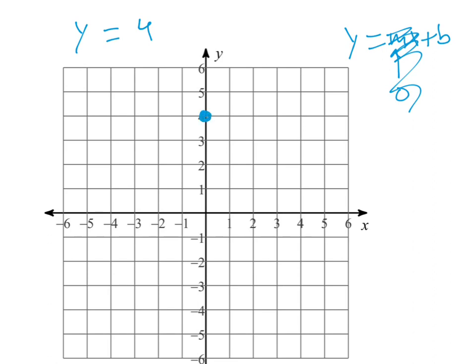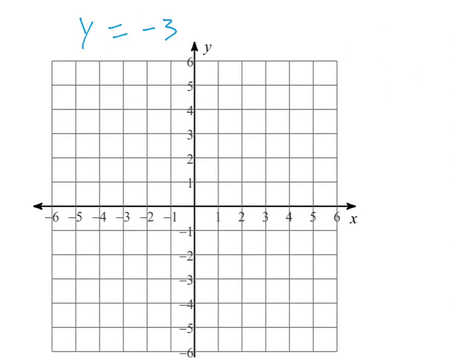And my slope here, and notice my slope was 0, that means I'm going to go up 0. I'm not going to move up at all. I only move sideways. So I can go up 0 and right 1, and I can go right 2, or I can go right 5, or whatever. I can go sideways as much as I want. I just can't go up or down because my slope is 0.